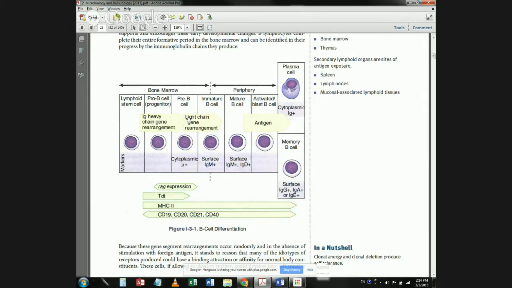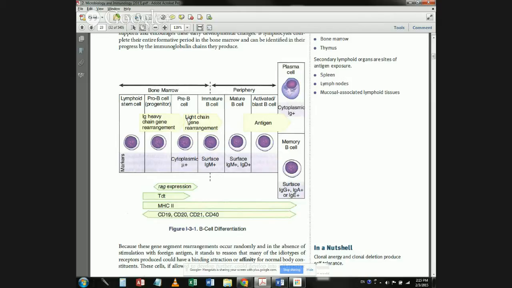And these memory B cells will not have IgM, they will not have IgD, but they will have IgG, IgA, or IgE. So that is key. A mature cell will have IgM and IgD. A plasma cell or a memory cell would have IgG, IgA, or IgE. I don't know, plasma cell might still have some IgM as well. Don't know yet. I guess we'll read about it. But I think we have a pretty thorough understanding.